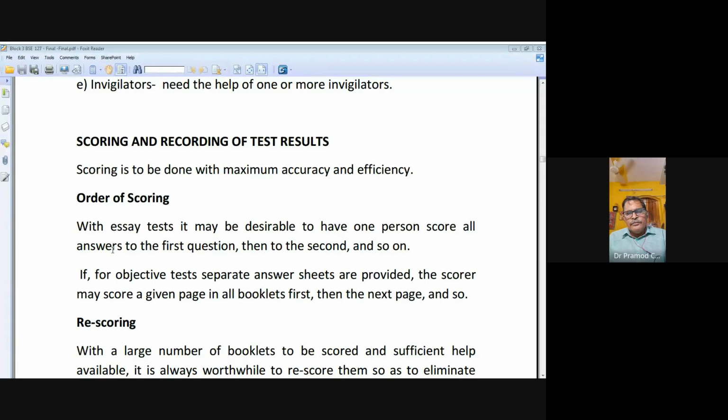So here what you will have to do in the valuation: one question will be given to one examiner, number two question will be given to a different examiner, number three will be given to a different examiner, and so on. Then automatically the evaluation will be very perfect, but if one examiner sees all the questions, then automatically there will be confusion.